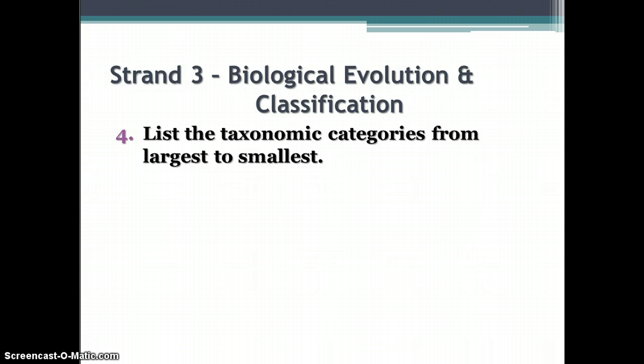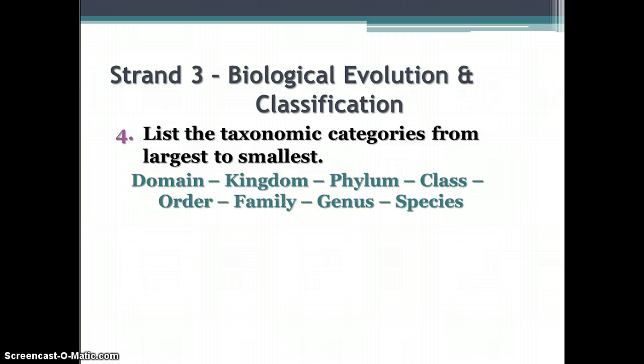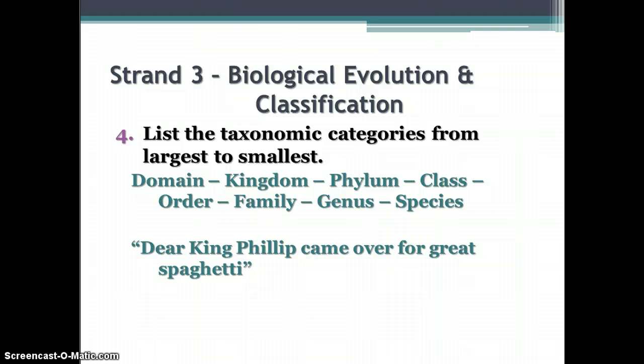Next, we'll move on to taxonomy. So we're listing the taxonomic categories from largest to smallest. That is the domain, the kingdom, phylum, class, order, family, genus, and species. Remember, you can use the sentence, Dear King Philip came over for great spaghetti, or something similar to help you remember the order in which they occur.